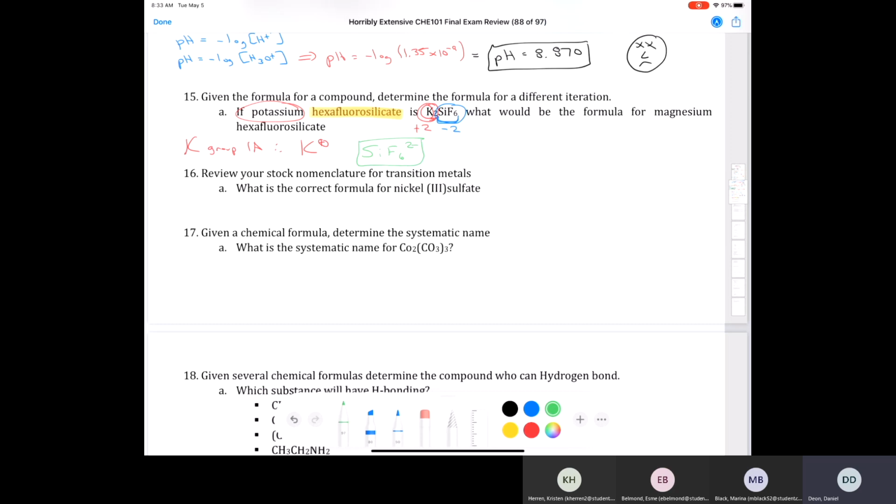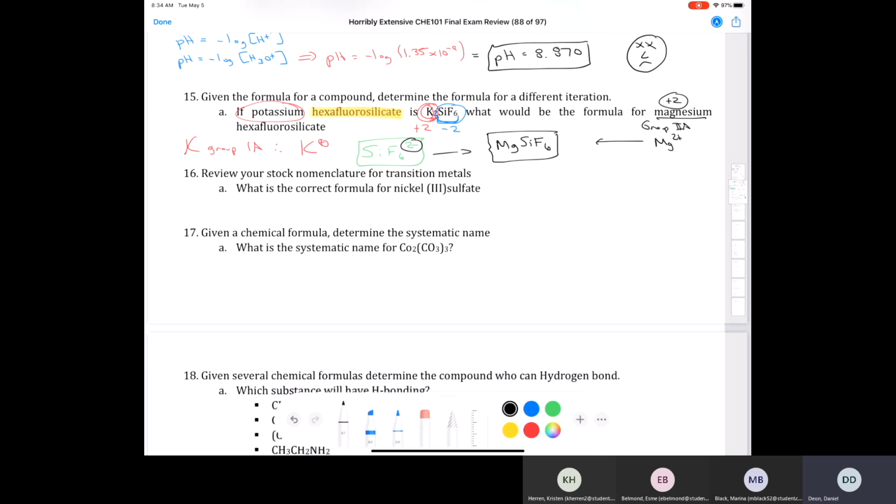So this tells us that the polyatomic ion for hexafluorosilicate is SiF6 2 minus. Now it's asking us, what would the formula be if you had magnesium hexafluorosilicate? There's a lot of work in this one. But magnesium is in group what? Group 2A. And so it likes to take on a charge of plus 2. Well, if magnesium is 2 plus and hexafluorosilicate is 2 minus, they're going to come together in a 1-to-1 ratio. And therefore, the formula of magnesium hexafluorosilicate would be MgSiF6.